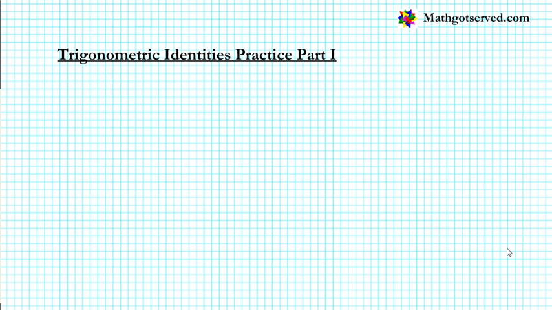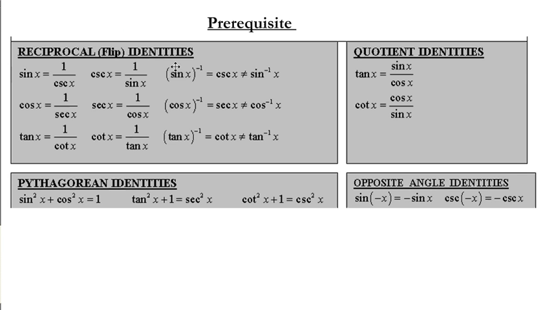Hi, good day, students. In this clip, we're going to be going over some examples on trigonometric identities, 1 to 4, 1 to 8 in part 1 practice problems. To do these examples, I am assuming that you should know this set of identities. You should know your reciprocal identities, your quotient identities, and your Pythagorean identities.